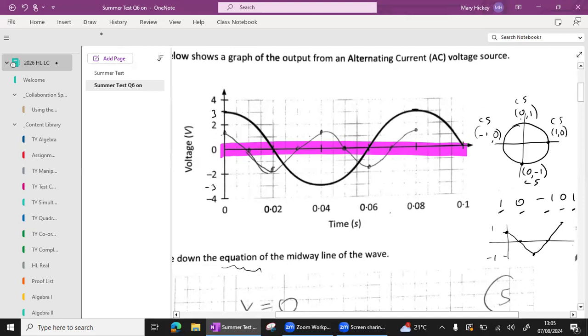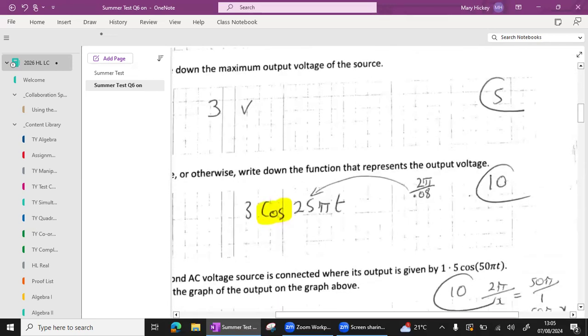Whereas a sine graph, if you have a quick look at sine there, it's 0, 1, 0, -1, 0. So sine graphs start at the origin. This clearly does not start at the origin. Now, I know that it's 3 instead of 1, but we're just talking about the shape, and the shape is cos. So that explains why I picked cos.